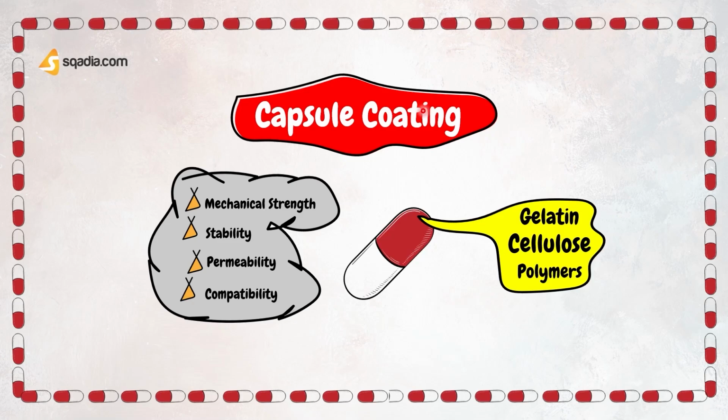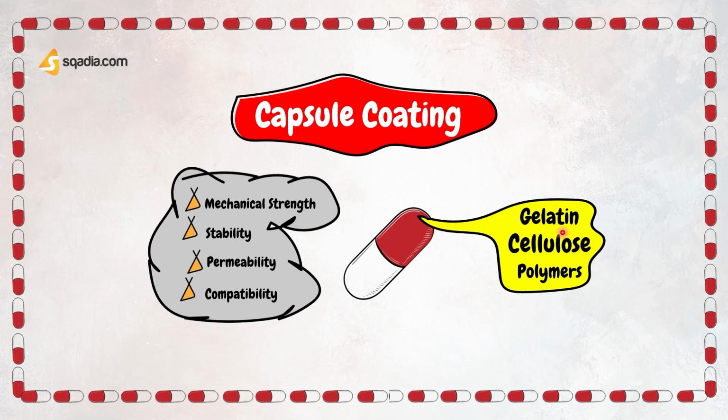So the capsule, what are capsules? Let us discuss capsules. Capsules are a common dosage form used in the pharmaceutical industry in order to deliver medicines orally. It is an oral dosage form basically. A capsule consists of two parts, body and cap, which are usually made up of gelatin, cellulose, or polymers. Gelatin and cellulose are both important because they are major factors in capsule manufacturing.